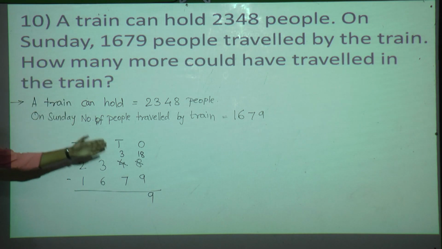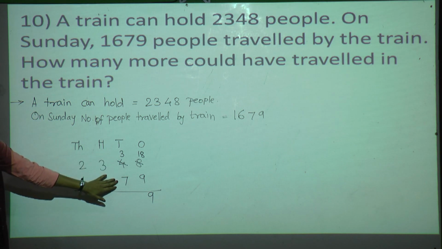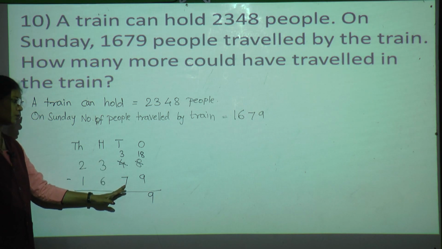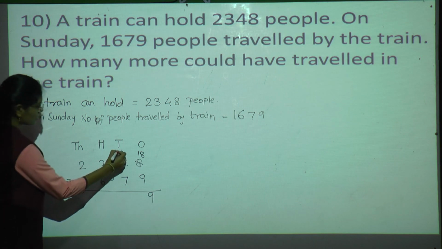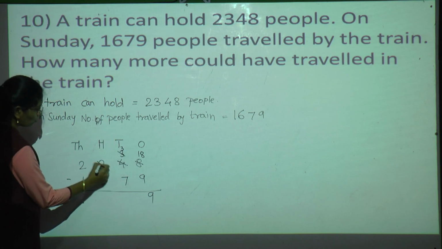Then see the tens place. Here 3 is there and here 7 is there. Again 3 minus 7 we can't do. So again what we will do? Just cut this 3 and write as it is and then go to the neighbor.